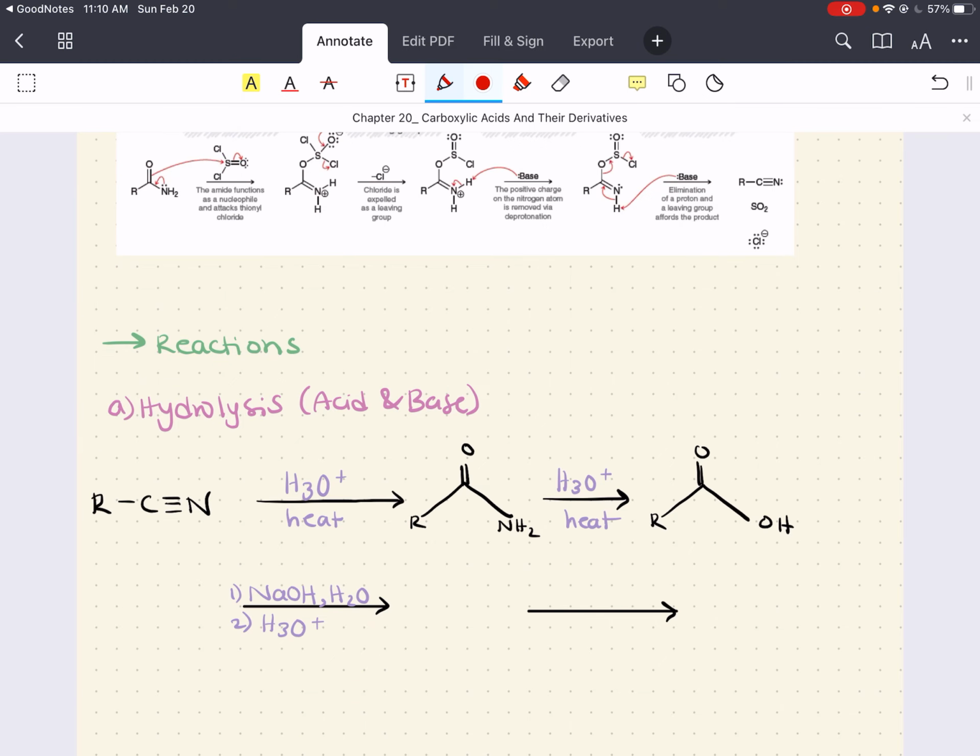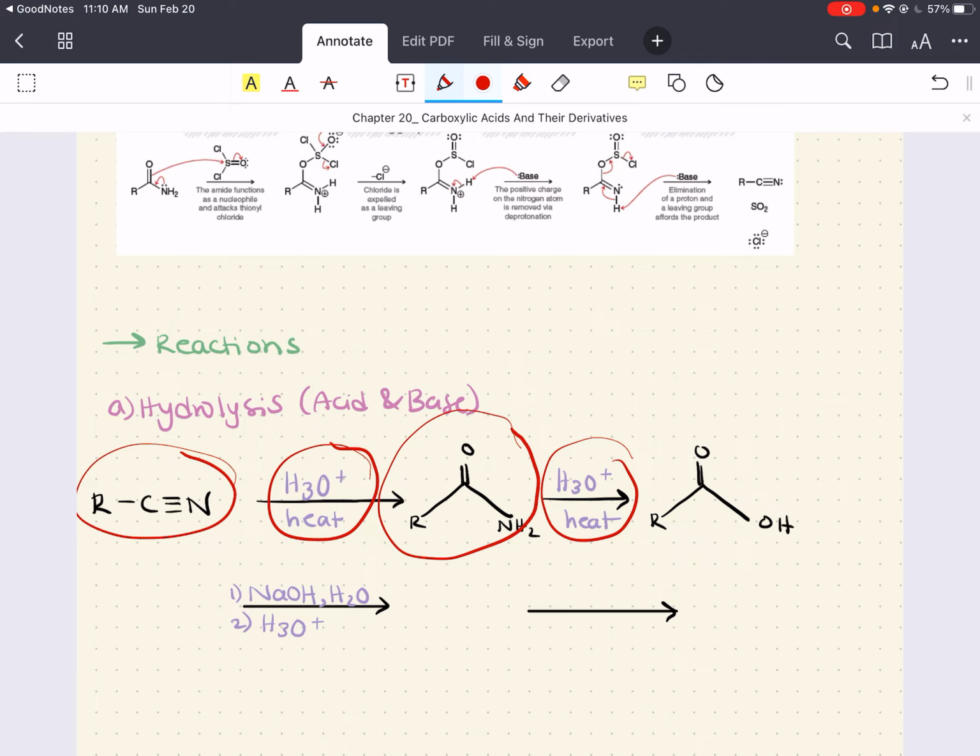Now, in aqueous conditions, nitriles can be hydrolyzed to afford amides. All right. So if you have your nitrile right here, and you treat it with some strong acid and heat, you can form an amide. Now, you can take this amide, and if you're in a good mood, you can treat it further with more acid and get back your carboxylic acid.